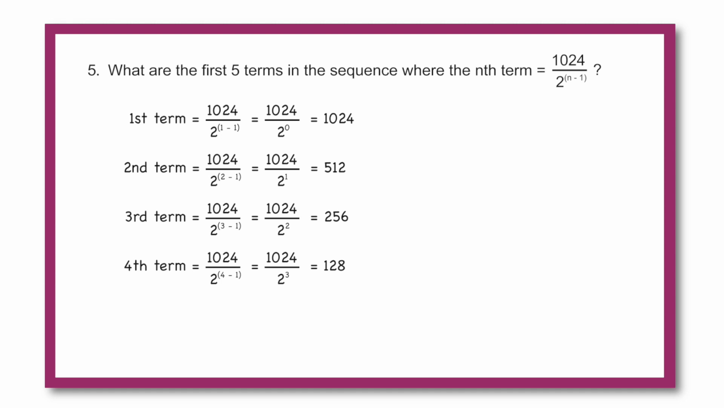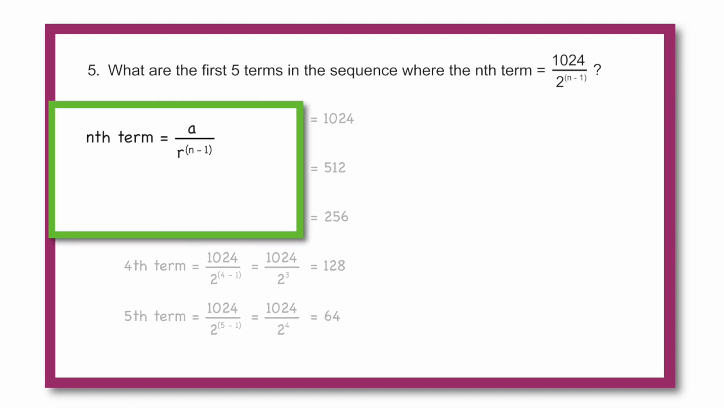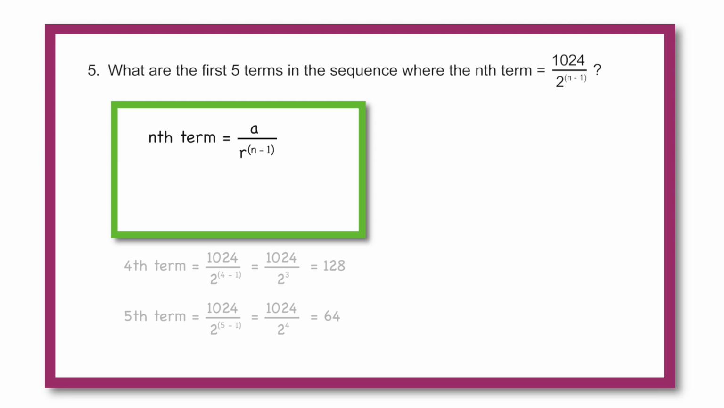And for the fifth term, we have 1024 divided by 2 to the power of 5 subtract 1, and that is equal to 64. So you could have done it that way. However, if you remember from the previous video, this is a geometric sequence where the terms are being divided by the same amount. I'm thinking of the nth term is equal to a divided by r to the power of n subtract 1, where a will be 1024 and r is equal to 2. So we are dividing by 2 each time.